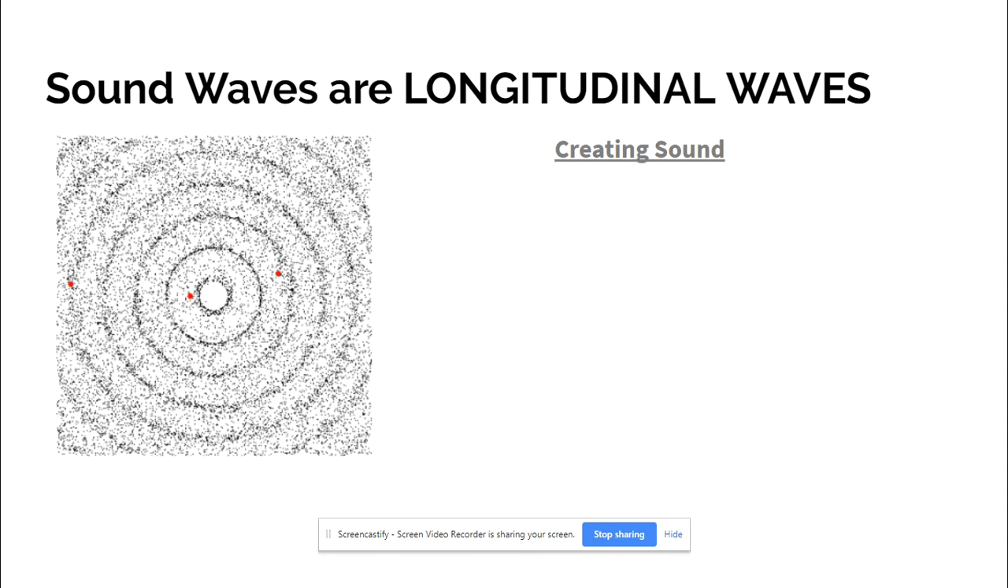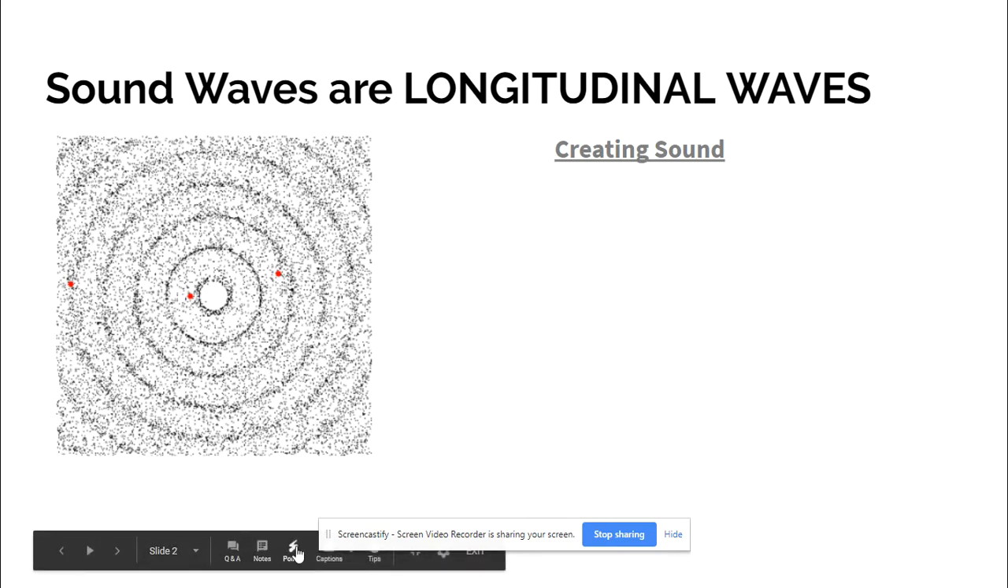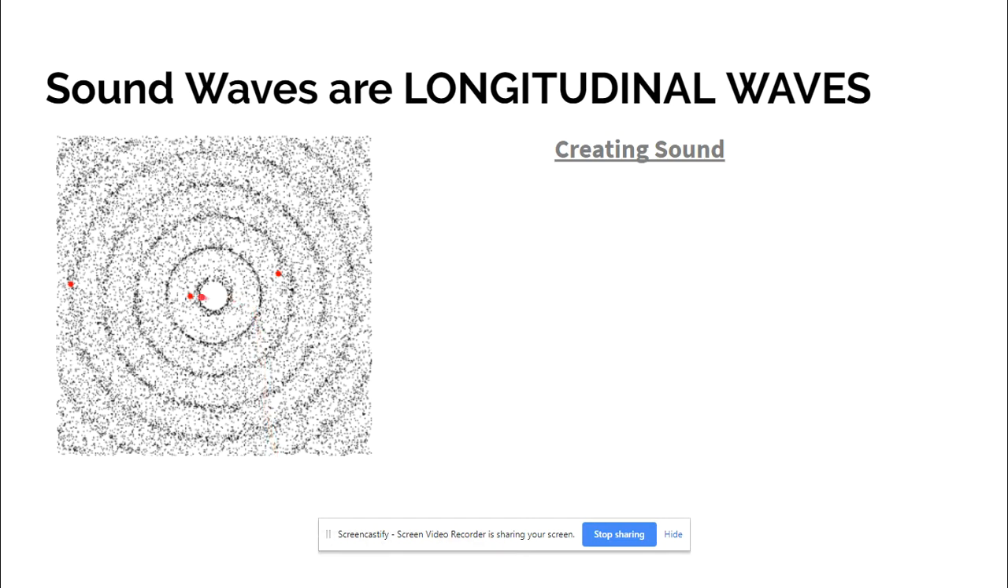Let's say that the sound is happening right in the center of that circle. If that's where the sound starts, like right here, then that sound travels outwards in all directions. You don't have to be standing in front of it. You can be standing behind it. You can be standing to the left or to the right. And it goes in every direction. You can hear that sound.